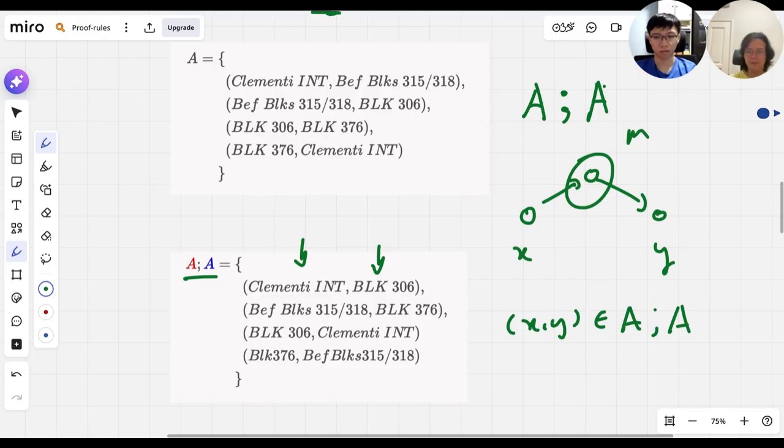If I recall correctly, I could be wrong, but I think the composition operation is also used in databases, but I don't know if they call it composition.